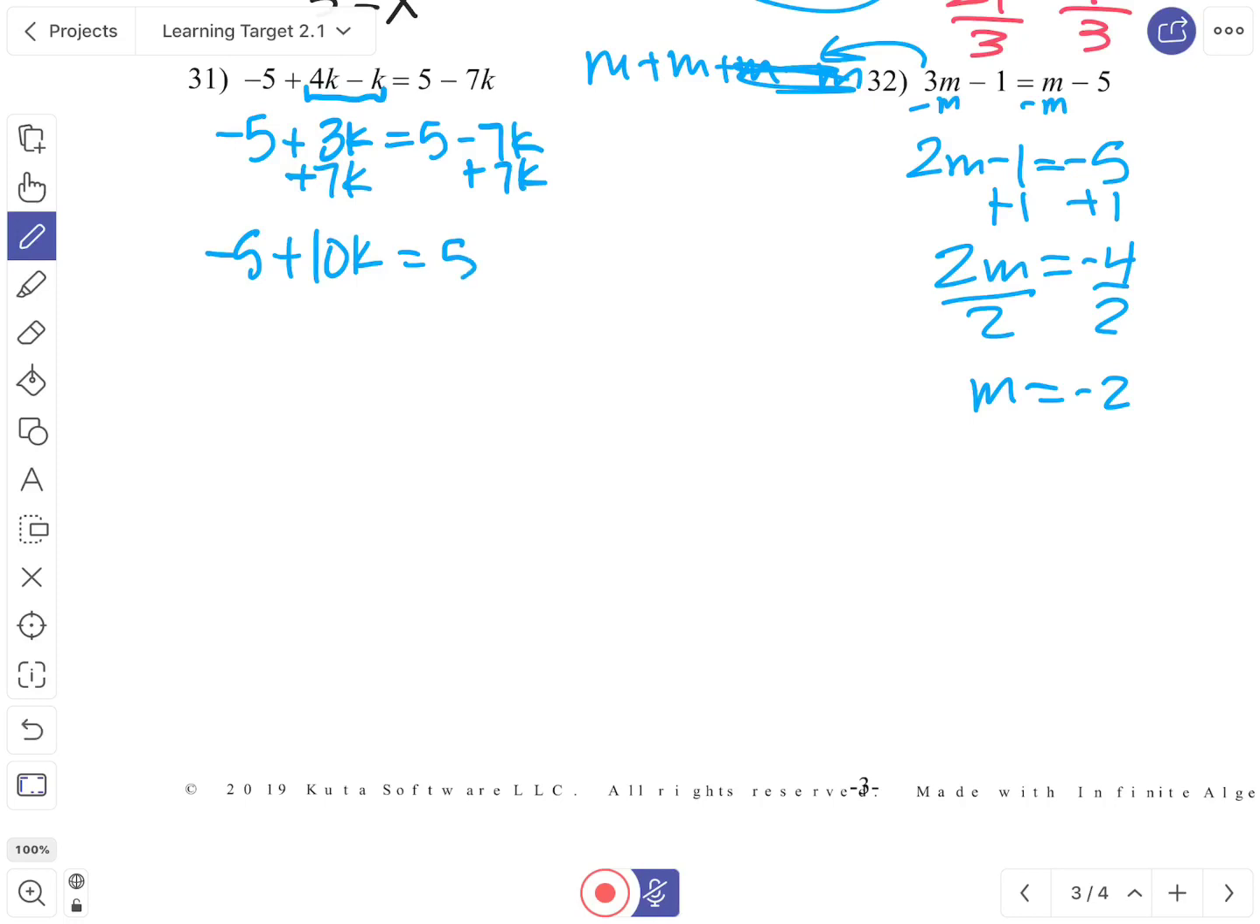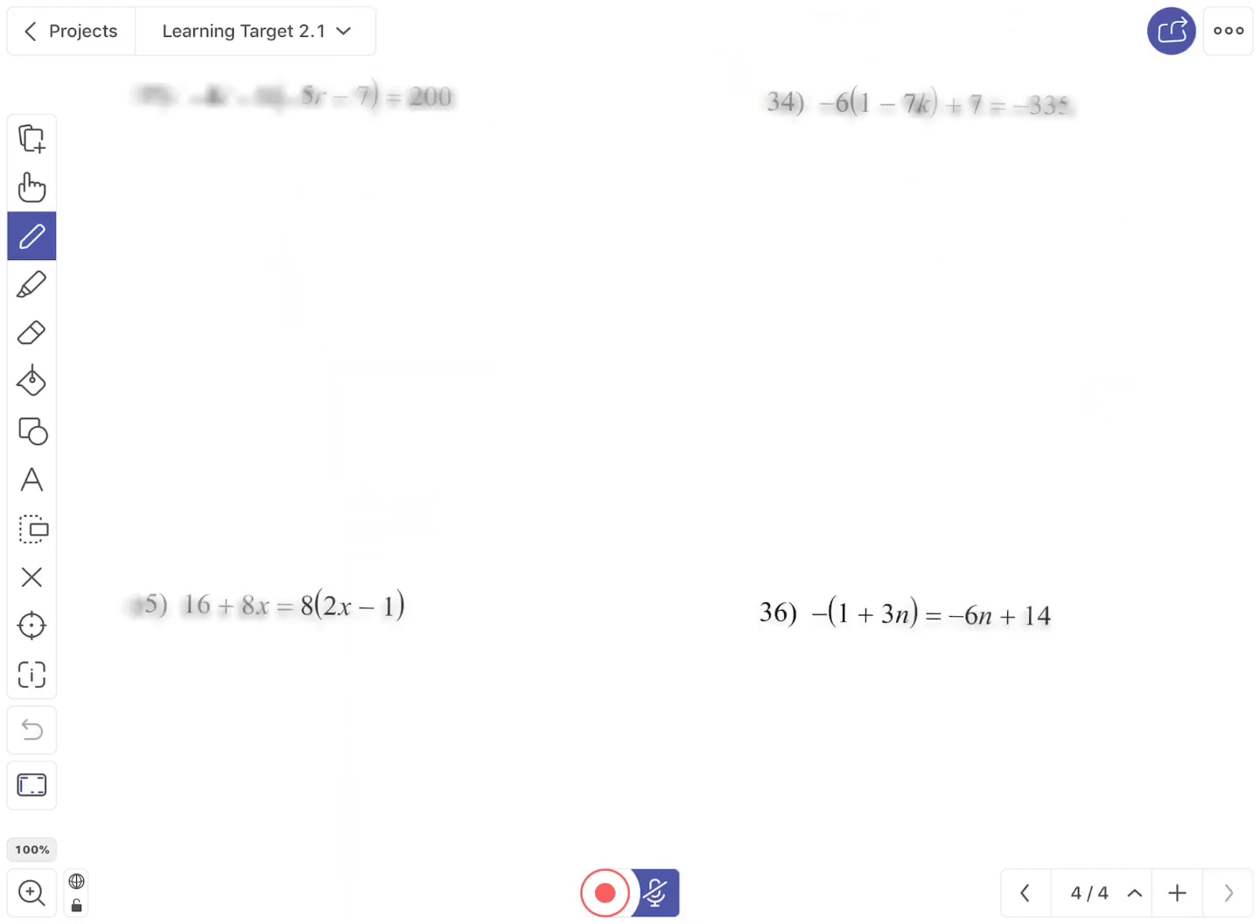-5 plus 10k equals 5. Add 5. We get 10k equals 10. Divide by 10, and k equals 1. Okay? Oh, that's a lot of k's, huh? So, yeah, that's how we take a look at these. We try to simplify as best as possible and just get down to one variable equaling a number, okay?